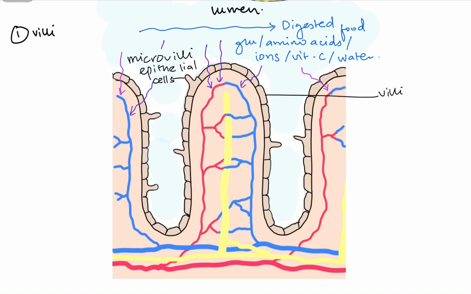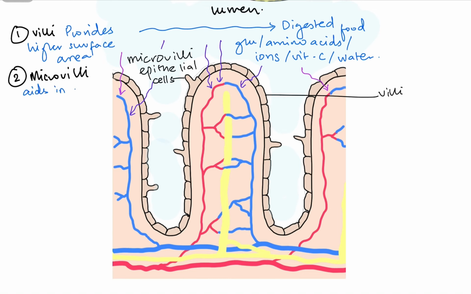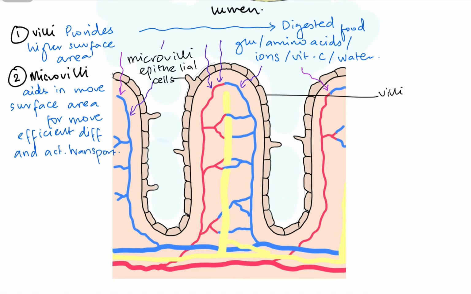So let's write some things down so that you can study and prepare for your examination from a theoretical answer point of view. Villi provides high surface area. Then you can say that microvilli, which are the epithelial cells, you should know that microvilli are living cells. So microvilli aids in more surface area, number one, for more efficient absorption process. And by more efficient absorption, I mean more efficient diffusion and active transport.